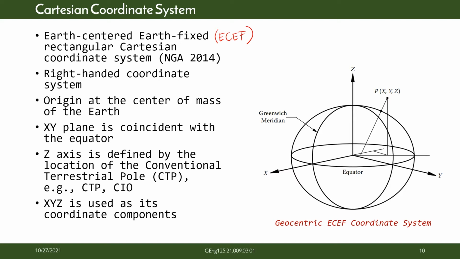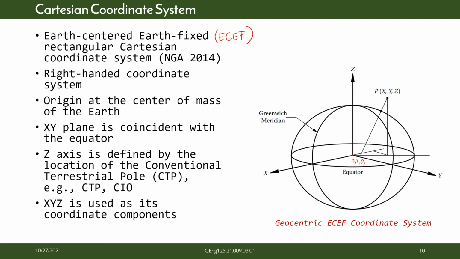So the origin is at the center of mass of the Earth. So here it is 0, 0, 0. And it is also defined that the xy plane is coincident with the equator as shown in this figure, and the z-axis is defined by the location of the conventional terrestrial pole. As an example, we have also the CTP and CIO as discussed in our previous lesson.